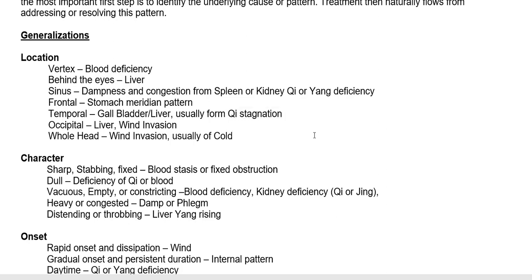So your fairly classic, often what we might even call cluster headaches, are usually related to the liver, and they're usually derived from qi stagnation, which of course is related to the liver.